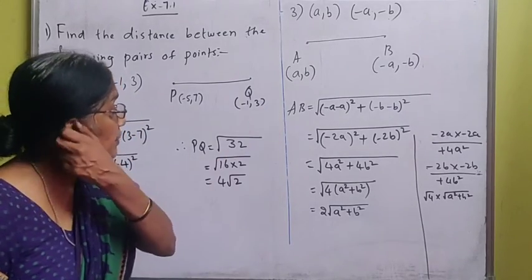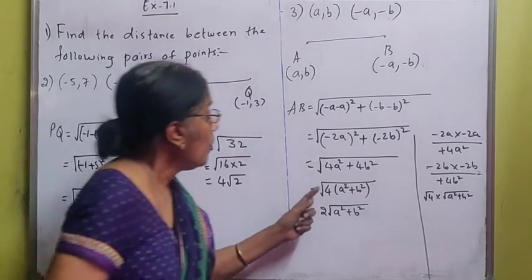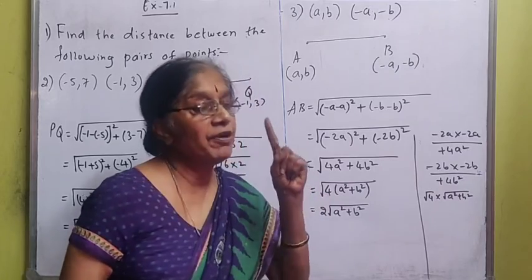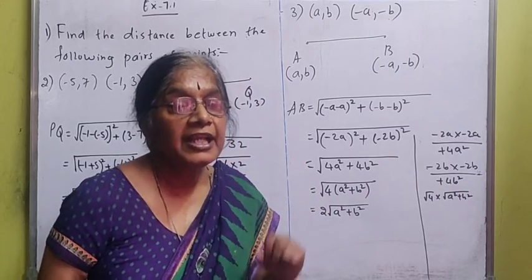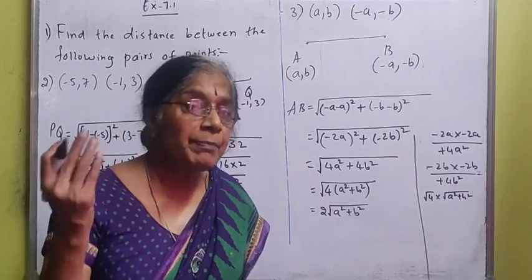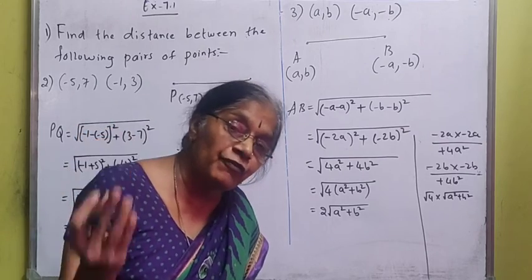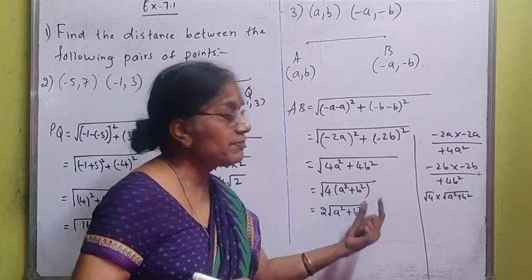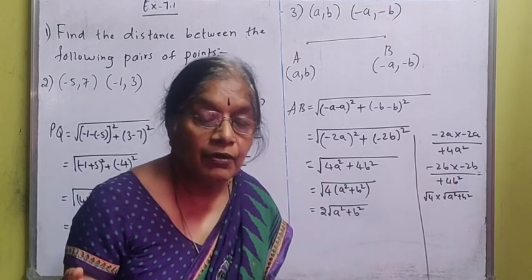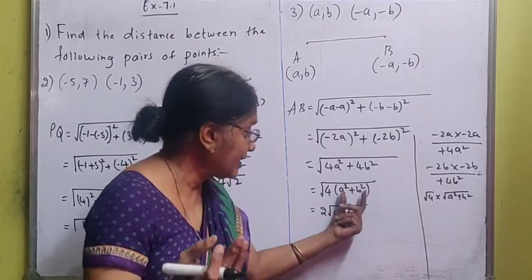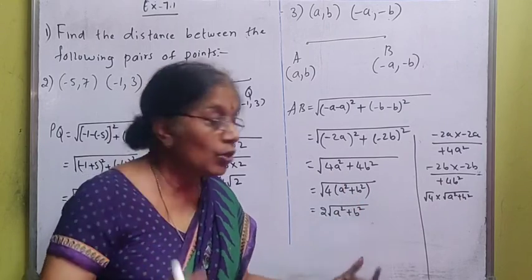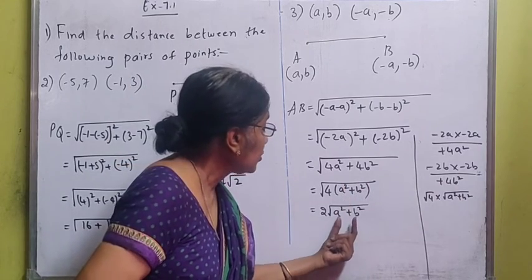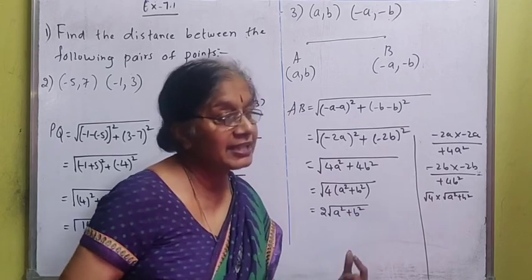So the distance between A and B is how much? 2. Why 2? Because 4 is a perfect square number and we know that we can find the square root of a perfect square number. What is the square root of 4? Square root of 4 is 2. So we got it as 2. A square plus b square, we cannot take out the square root because a square plus b square is there. So we will keep it as it is. So it will become 2 root of a square plus b square.